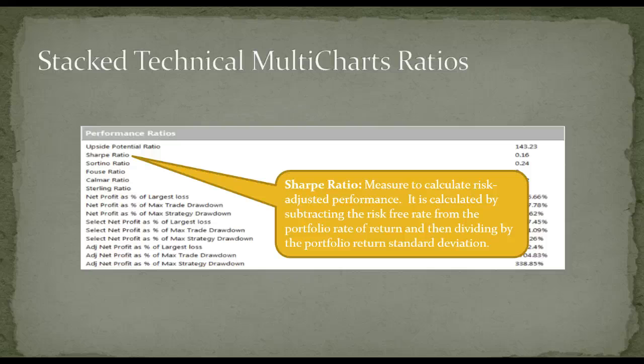So the next chart here shows our performance ratios, and we want to look at the Sharpe ratio here, which is a measure to calculate the risk-adjusted performance. It's calculated by subtracting our risk-free rate from the portfolio rate of return, and here the risk-free rate I think they use is 2%, and then they divide that by the portfolio return standard deviation.